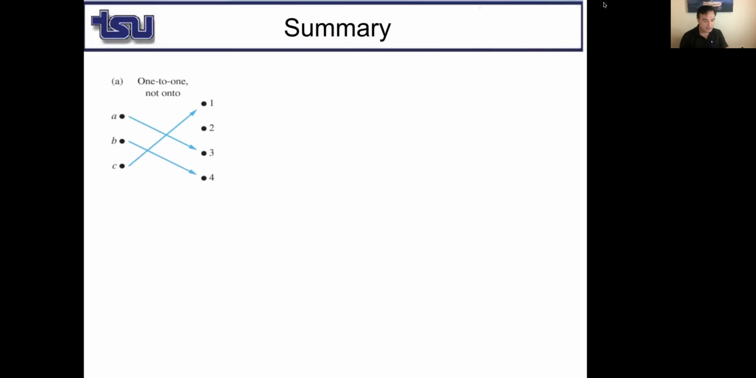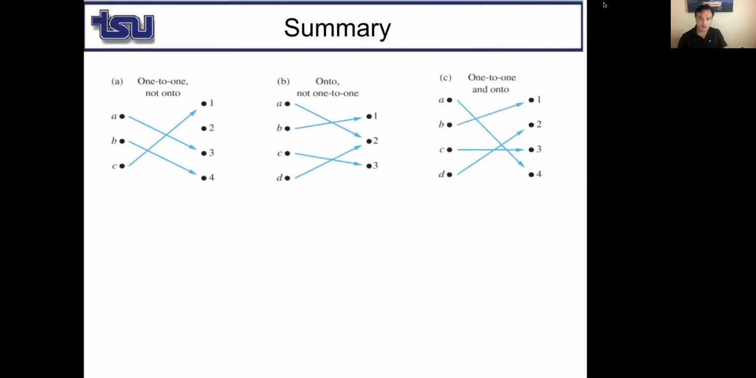Why is it one-to-one? Because every element in the domain is mapped to a different element in the codomain, okay? Not onto. Why? Because this is not covered, okay? Here, this is onto because every element in the codomain has a corresponding element from the domain, but not one-to-one. Why? Because 2 is mapped by A and by D. But A and D are not the same. This is one-to-one and onto.